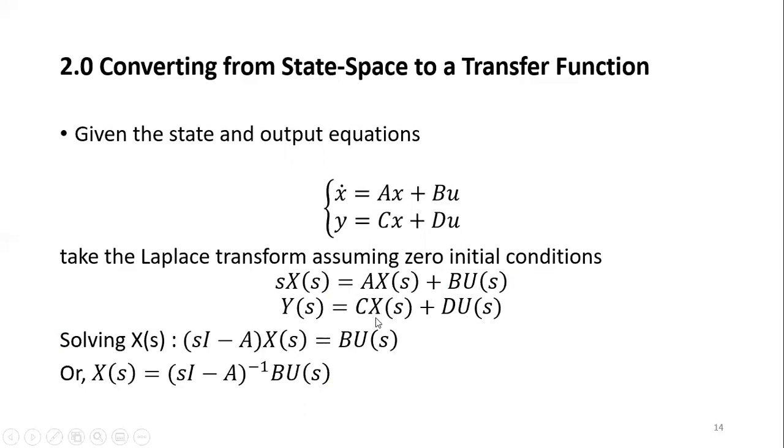Since A, B, C, and D are matrices, when we need to find X(s), we need to review how to solve matrix equations. In this case, to find X(s), we have an identity matrix times s minus the matrix A, multiplied by X(s), equals BU. So X(s) equals the inverse of (sI minus A) times BU(s), which is the input.